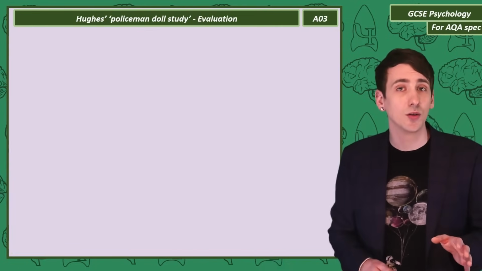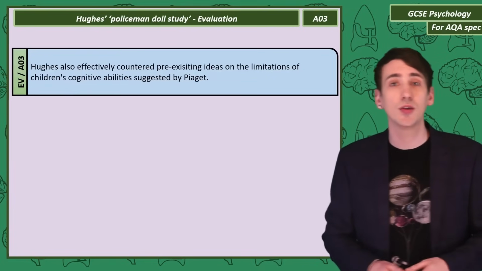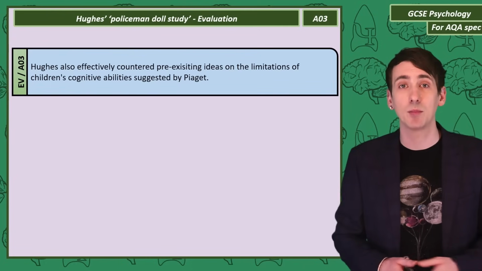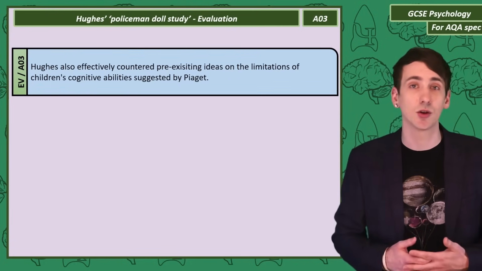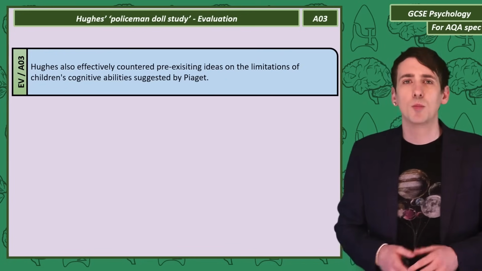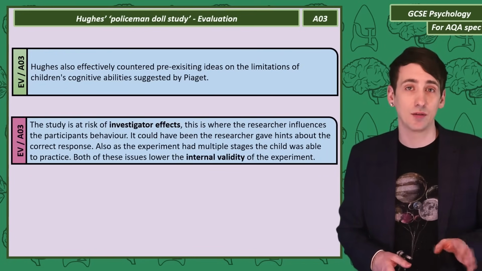So when evaluating Hughes, we can say his study also successfully countered ideas developed by Piaget on the limitations of young children's cognitive abilities. But we can be concerned with investigator effects in this study.